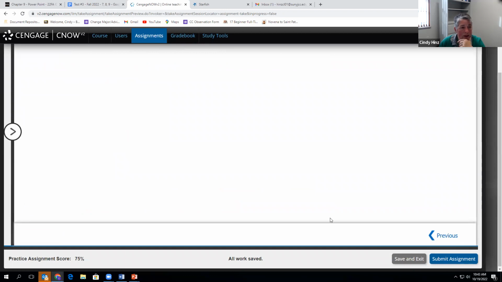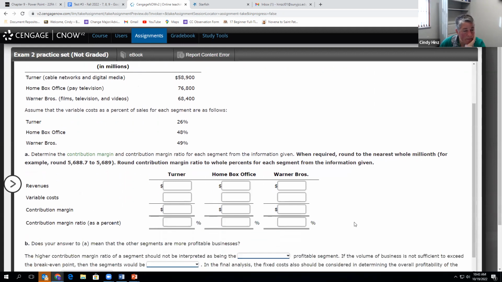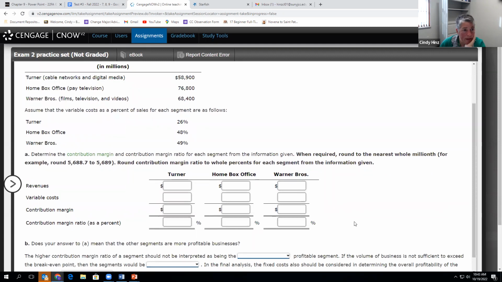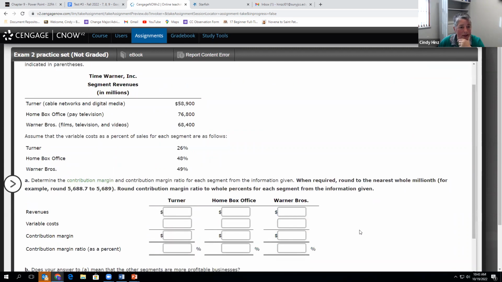And then finally, the segment contribution margin analysis. And this whole chapter we just covered last week, so hopefully this is a little bit fresher in your mind. And so trying these on your own is not going to be as challenging maybe as the information we covered back before October break in chapter 19.